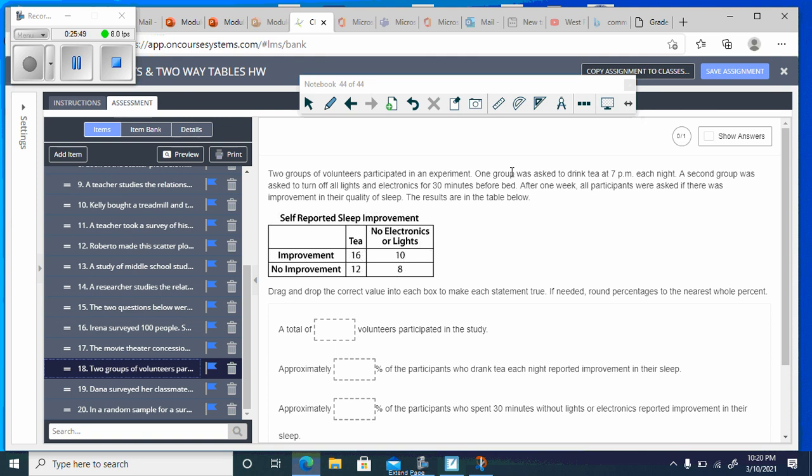Two groups of volunteers participated in an experiment. One group was asked to drink tea at 7 p.m. each night. The second group was asked to turn off all lights and electronics for 30 minutes before bed. After 1 week, all participants were asked if there was improvement in their quality of sleep. The results are shown below. Those who had tea, 16 said there was an improvement, 12 said no improvement. Of those who turned off electronics, 10 said there was an improvement, 8 said no improvement.